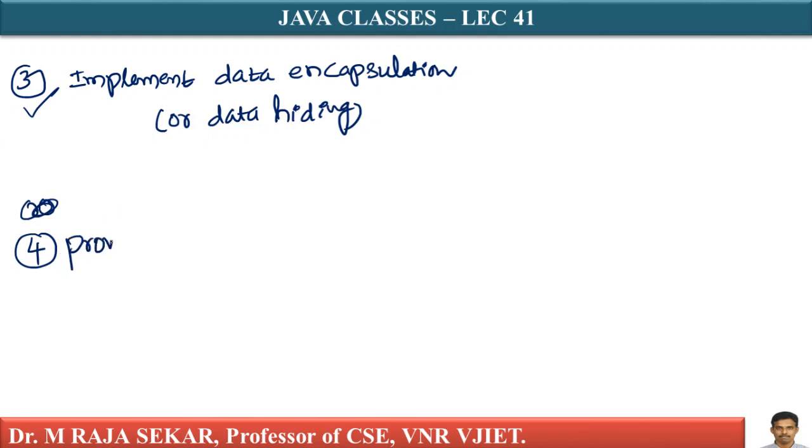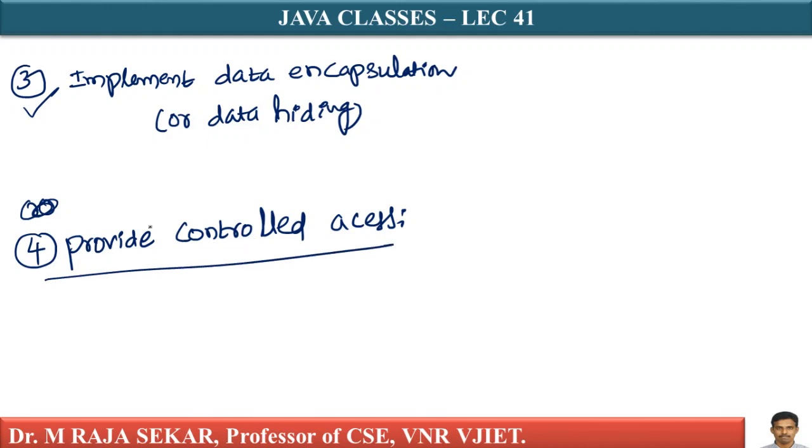The fourth use of packages is they provide controlled access. I already discussed access specifiers or access modifiers in my previous lectures. Just try to recall, we discussed these access specifiers: protected and default. Default is one access specifier. Protected is another access specifier.